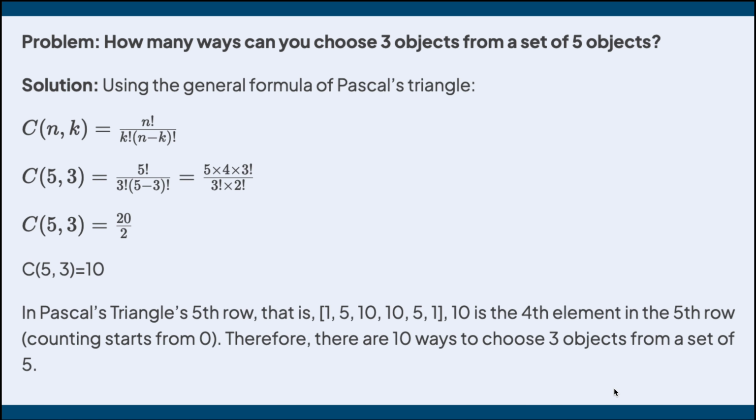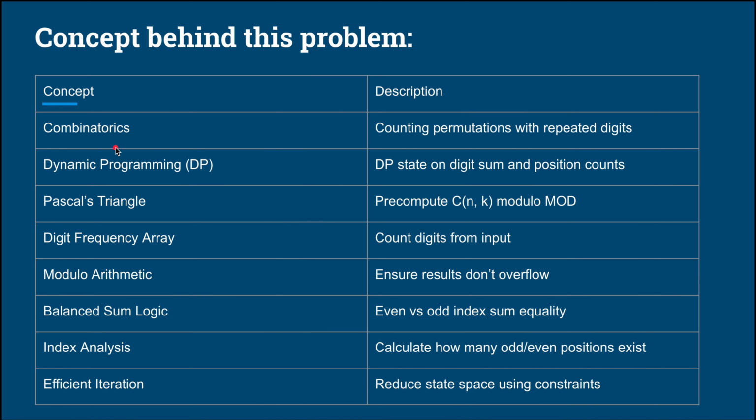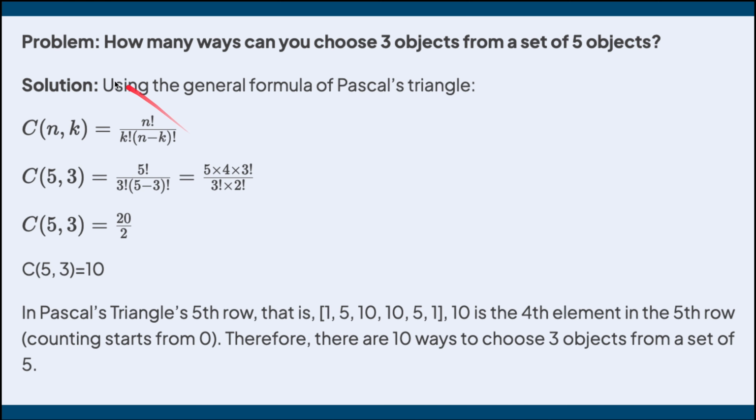So if you are aware of some questions from your childhood, maybe in the preparation for IIT and NIT, there were conditions like, suppose, how many ways can you choose 3 objects from a set of 5 objects? So what we used to do is nCk. That is why we are saying that we use the Pascal triangle, nCk, take the modulo, and then return it. We used the formula nCk, which is n factorial over k factorial times n minus k factorial.